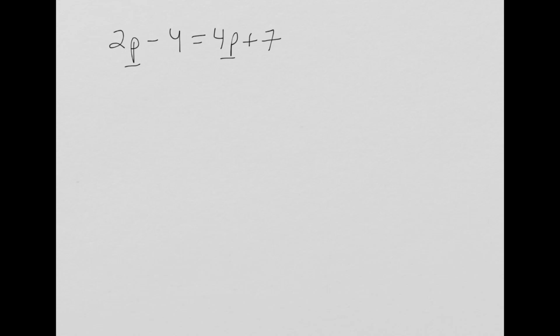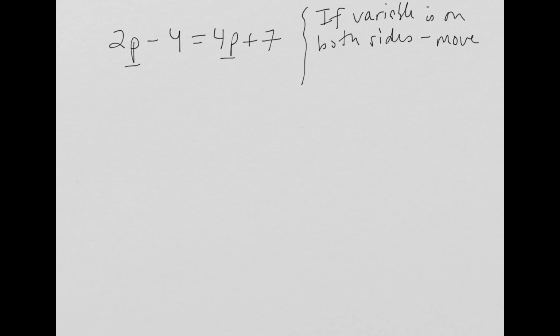So whenever the variable is on both sides, you want to move it to one side. So since I have my variable on both sides, I'm going to move one of them to the other side. It doesn't matter which one you move. Let's say I move this 2p. If I move that 2p, well, I'm just left with a negative 4 on the left. Then what do I have over here? Well, I had 4 p's, I subtracted 2 of them, so I'm down to 2. So I have 2p plus 7.